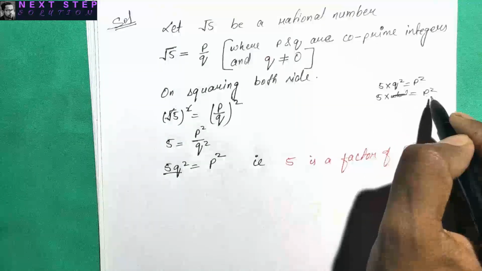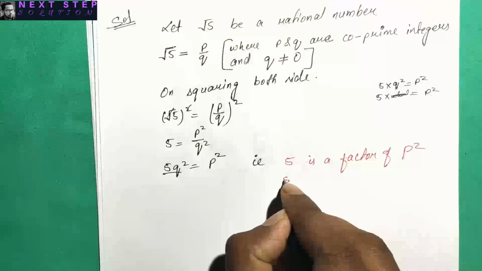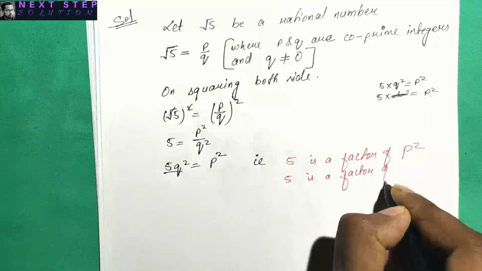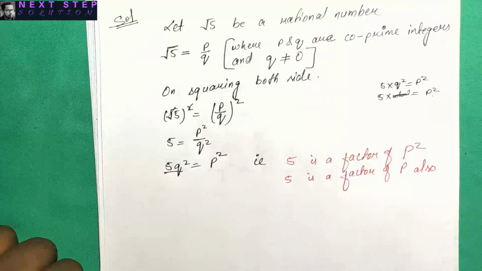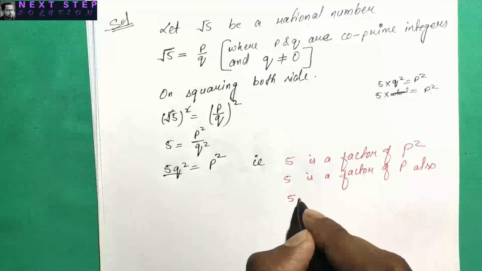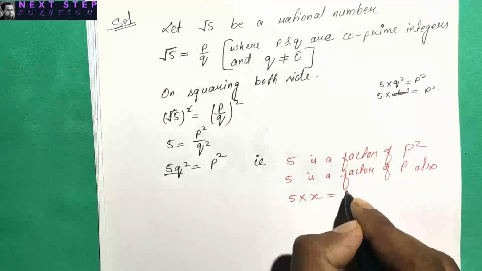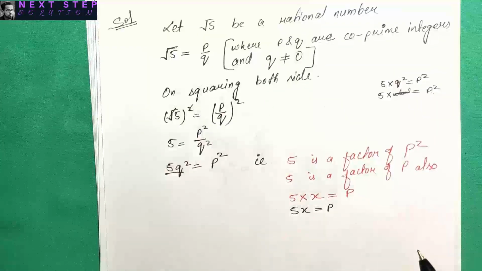So, 5 is a factor of p square. If 5 is a factor of p square, then 5 is a factor of p also. Now, if 5 is a factor of p, then can we multiply 5 with something and get p? 5 multiplied with, say, x, and we get p. Can I write it as 5x equals to p?